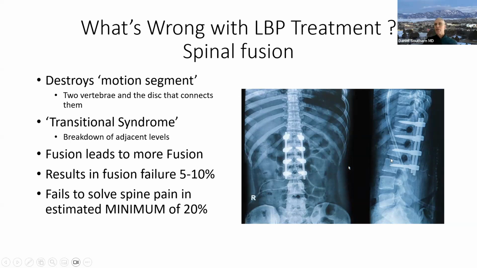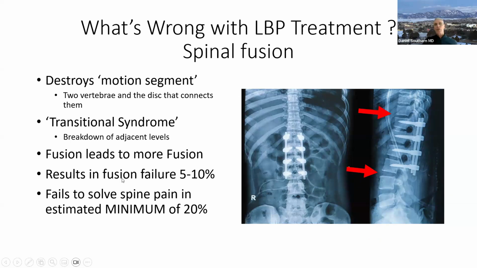Because what this does is it creates a huge block of bone that spans four vertebral bodies. This is a huge fulcrum, and it throws tremendous forces above the fusion level and below the fusion level. And this can create what we call transitional syndrome, where the level above the fusion and the level below the fusion break down, and you return to your surgeon, and your surgeon says, oh, we've got to extend the fusion up, or we've got to extend the fusion down. And this is what we mean when we say that fusion tends to lead to more fusion.